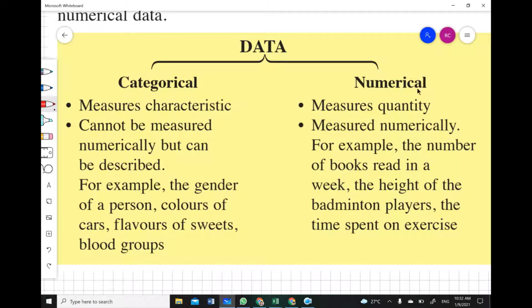So this part over here, numerical, measures quantity. And then it measures numerically, for example, the number of books read in a week, the height of the badminton players, the time spent on exercise. So you see the time, you also can measure the time, how many seconds, how many minutes, how many hours. So things that you can measure are under numerical data. Things that you classify, for example, just now I said the straight hair, curly hair, this is under categorical data.